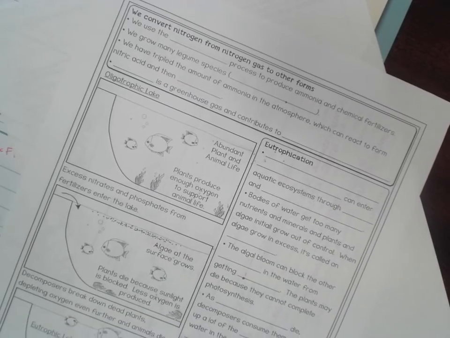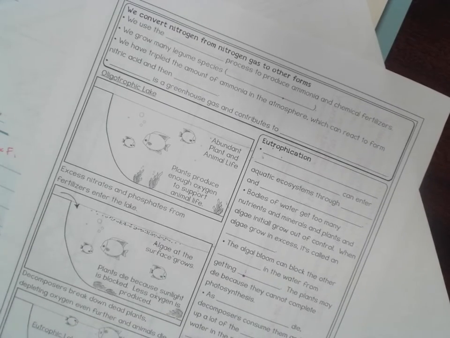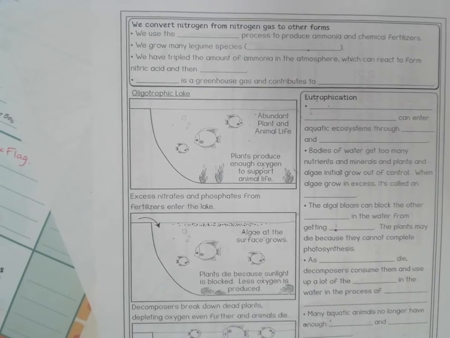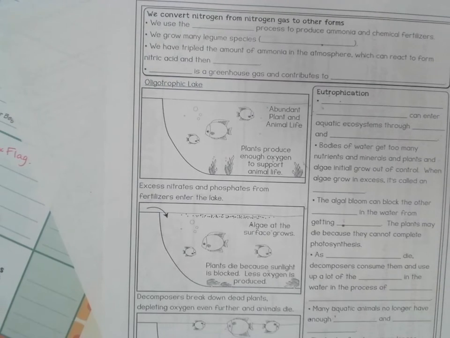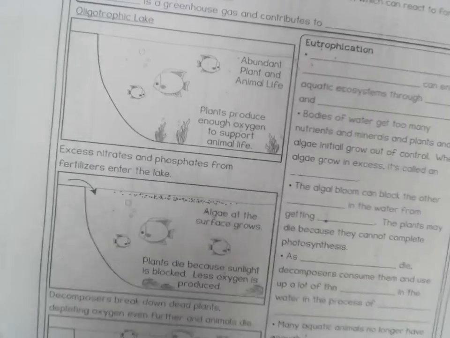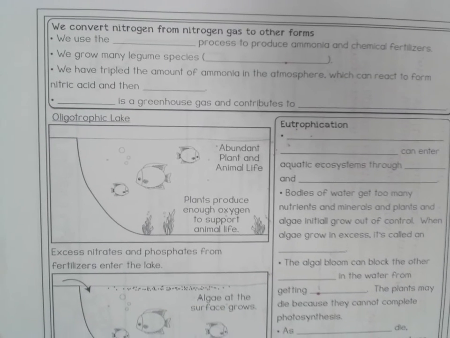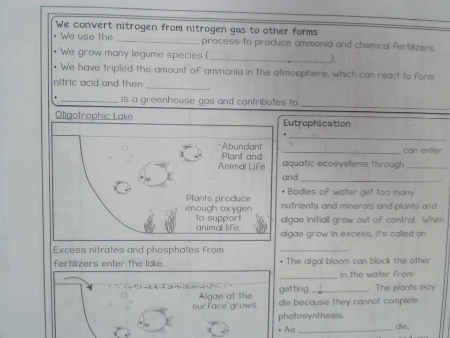Just as we talked about with the water cycle, we do have impacts on what happens in our ecosystem if these things are going on. So let me zoom this in a little bit more. All right. So we convert nitrogen from nitrogen gas to other forms. Let me get with my fill in the blanks here. Okay, so we use the Haber-Bosch process.